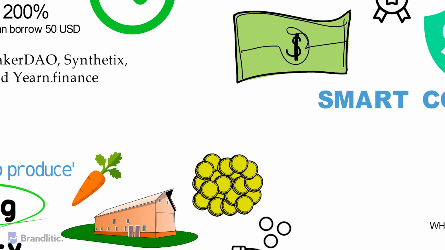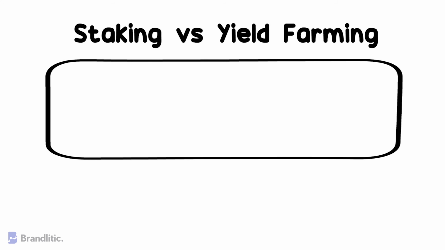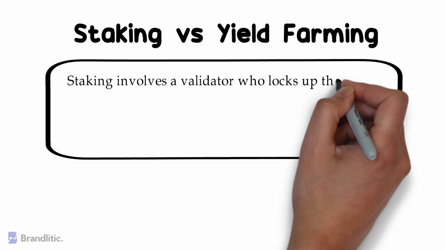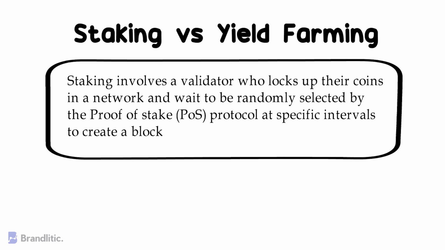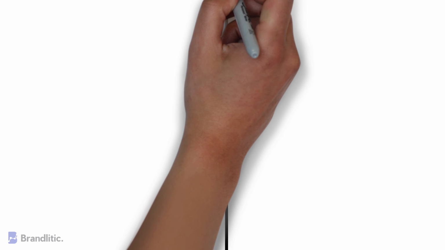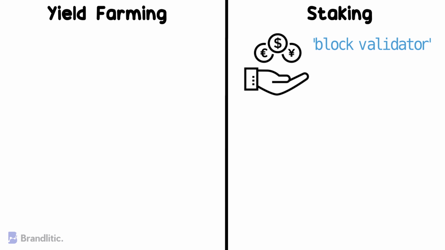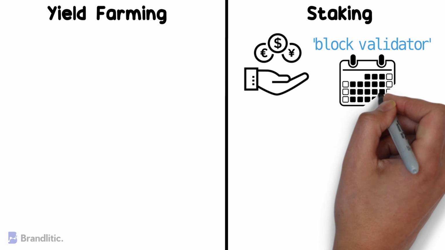Lastly, let's discuss the difference between staking and yield farming. Fundamentally, crypto staking involves a validator who locks up their coins in the network and waits to be randomly selected by a proof of stake protocol at a specific interval of time to create a block. So, when yield farming and staking are compared side by side, staking usually involves investing a good amount of crypto on the network to boost the chances of being selected as the next block validator. And depending on the coin's maturity, it can take a couple of days before the staking rewards come by for collection.